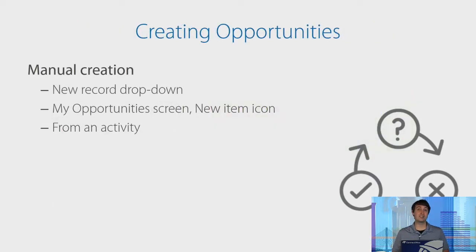So, before we can actually use opportunities, they do need to be created, and just like anything in Manage, there's a couple different ways to do that depending on why you're creating that opportunity. It can be done manually, either using that new record dropdown up in the top left of Manage right there. You can also do it from the My Opportunities screen and create a brand new opportunity from there. But what I prefer, and what you're probably going to be doing most often, is creating these opportunities from activities.